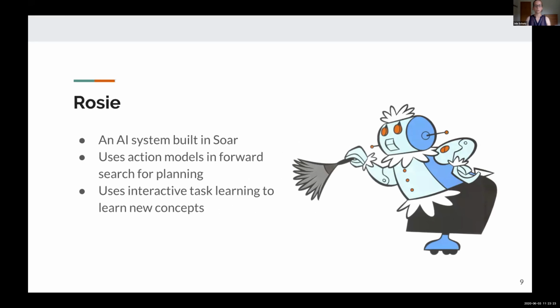So Rosie currently uses action models in forward search for planning, but the majority of these action models aren't currently being learned, and forward search can be slow, especially when there's lots of possible actions for the agent to do. And then Rosie also currently uses interactive task learning to learn new concepts, so this is a perfect place to extend this work and learn action models as well.